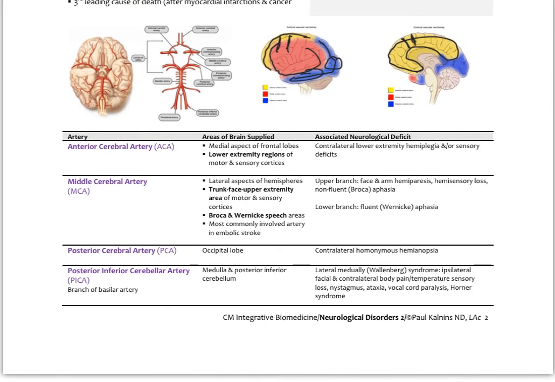ACA is supplying the medial aspect of the frontal lobes, and that's going to include the lower extremity regions of the motor and sensory cortices. So blockage of the ACA or hemorrhage in the ACA is going to result in lower extremity problems. And remember, the left side of the brain controls the right side of the body. So a blockage in the left ACA might result in lower extremity problems on the right side of the body.